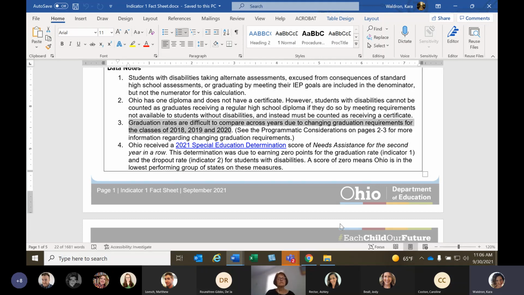Next, we're able to look at where we stand relative to other states in graduation because it is one of the measures used for our annual state special education determination, that's required by IDEA. Our 2021 determination is needs assistance for the second consecutive year. We received needs assistance because we earned 0 points for graduation and for dropout, as we'll look at next. A score of 0 means that we are in the lowest performing group of states on those measures.